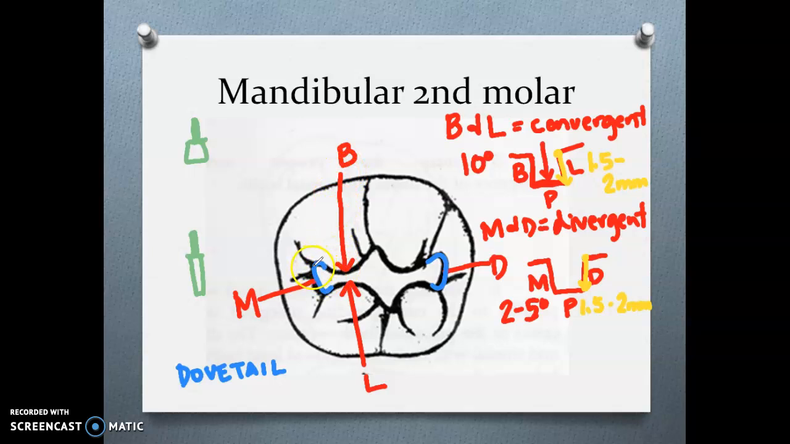It's important that your dovetail is parallel to the proximal surface of the tooth. Your marginal ridge should have a uniform depth of 1.5 to 2 millimeters for molars, to prevent fracture of the tooth or stress during mastication.